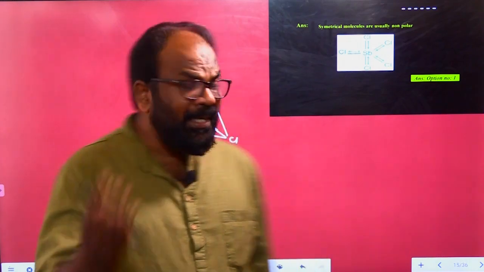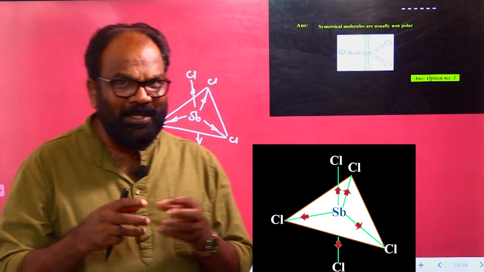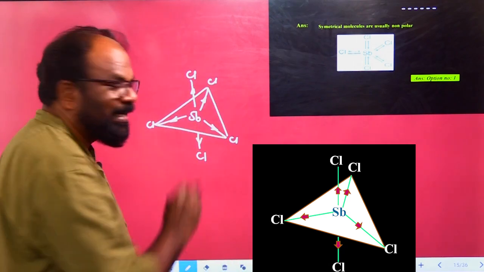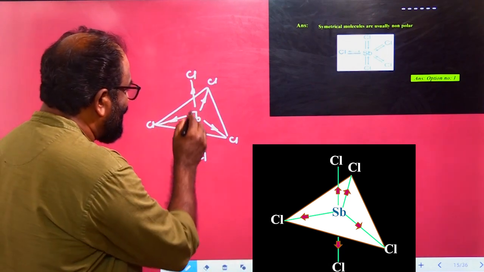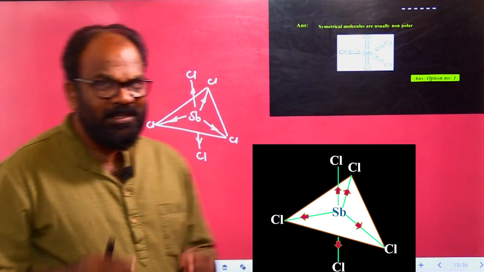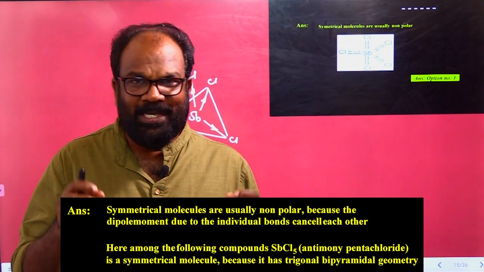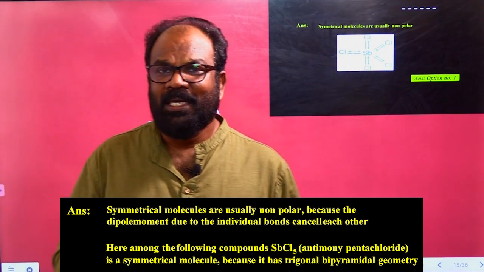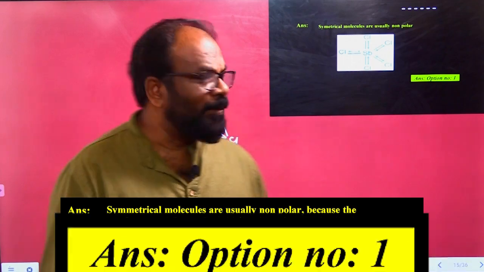It has a trigonal bipyramidal geometry. Here these 3 chlorine atoms are oriented along the 3 corners of an equilateral triangle. Therefore the force of attraction due to these 3 chlorine atoms cancel each other mutually. Here one chlorine atom is above this plane and another one is below this plane. That is, these 2 chlorine atoms are in opposite direction. So their force of attractions also cancel each other. So here SbCl5 is a non-polar molecule and all the other given molecules are polar. So here the answer is option number 1.